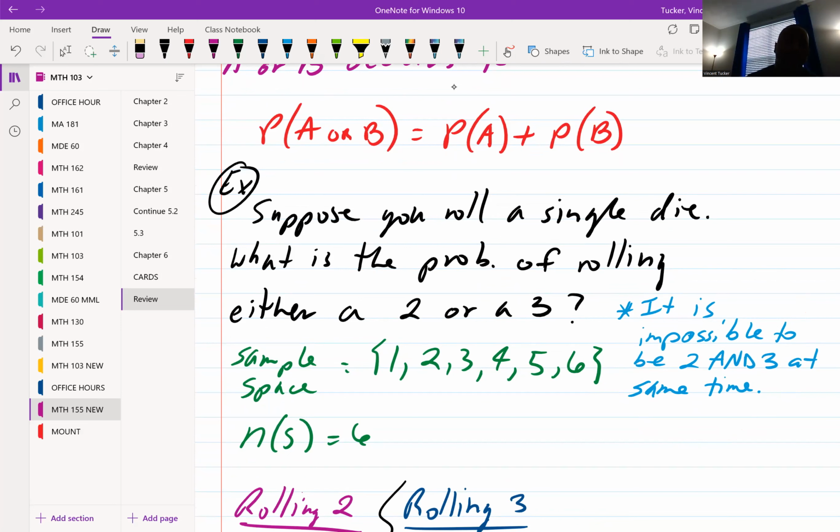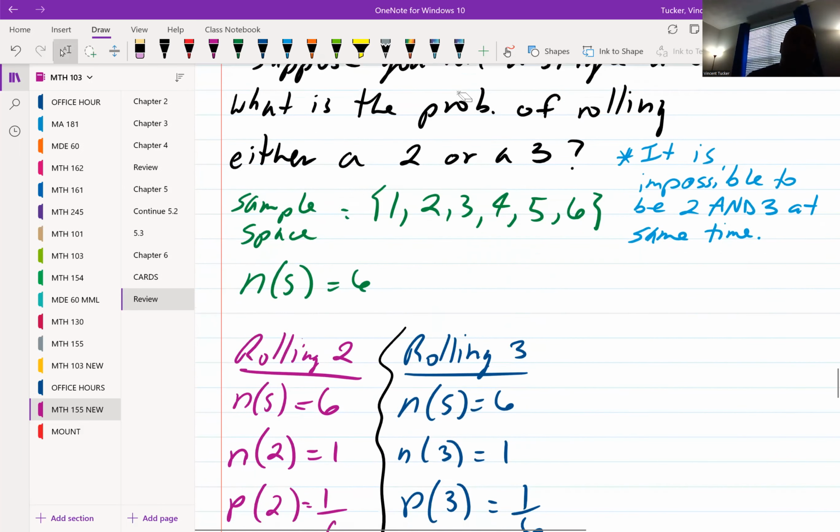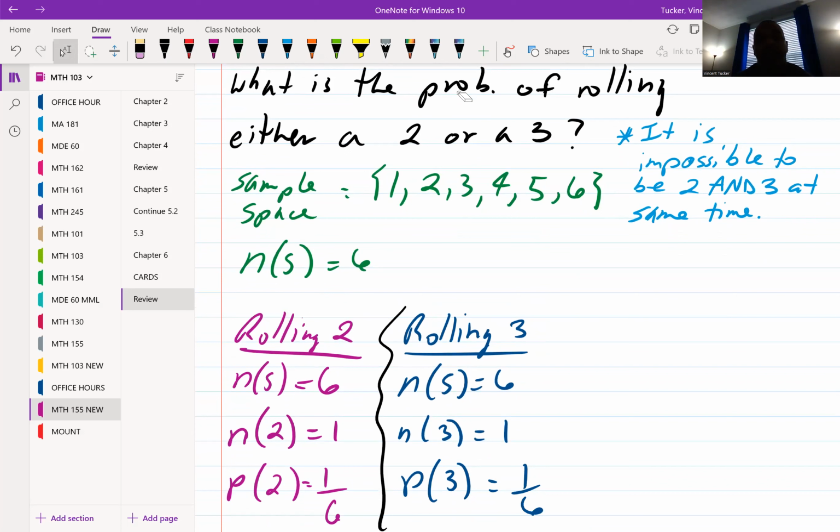So if we just look at the single die, the sample space for the single die is 1, 2, 3, 4, 5, 6. That means I have 6 total outcomes. And so looking at the probability of rolling a 2, there's only one 2. So that's why it's a 1 out of 6 chance. Probability of rolling a 3, there's only one 3. So that would be 1 out of 6 chance as well.